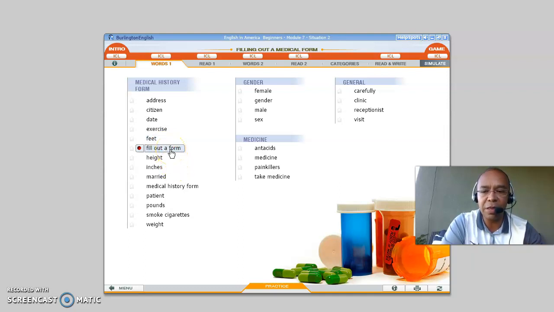Fill out a form. When you fill out a form, you write down your information.